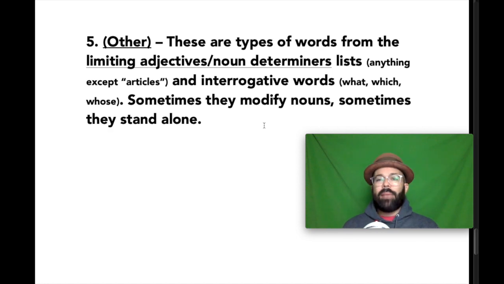Other. And there are also some interrogative words that we can do this same thing with. What, which, whose. Sometimes they're in front of nouns behaving as adjectives, and sometimes they stand all by themselves and behave as pronouns. Let's take a look at what I mean real quick, but once again, I'm not going to spend a whole lot of time on this.